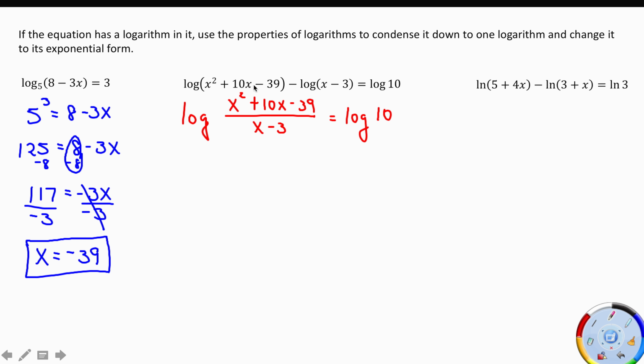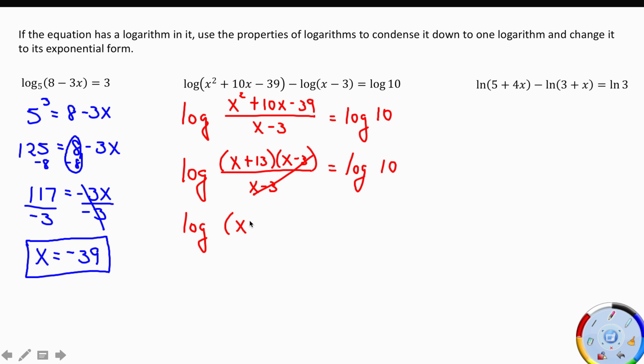Okay, always goes without saying I'm going to try to simplify any rational expression. So I'm wondering if there are 2 numbers that multiply to give negative 39 and add to give 10. Yeah, 13 and negative 3, right? And that's great because that certainly lets that simplify. So I have log of x plus 13 equals log 10.